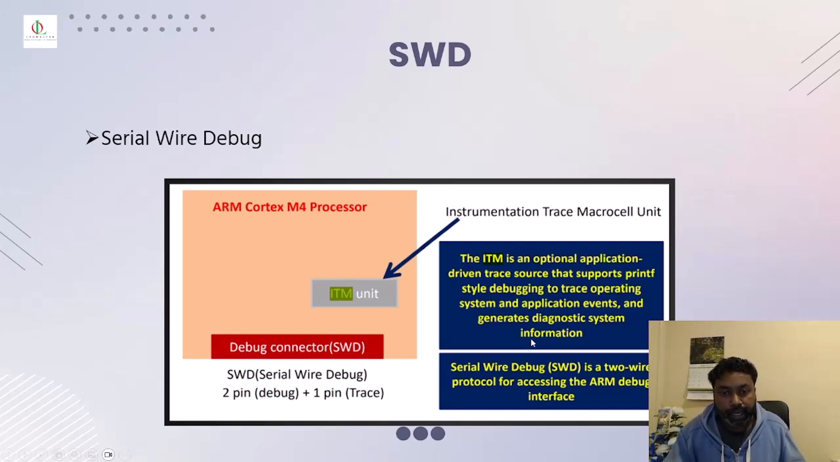And it happens on the ITM unit. The ITM is an optional application-driven trace unit. It supports printf-style debugging, when you want to see the printf output in the console window. This is where it comes in handy, and this sits inside your processor. So serial wire debug, SWD, is a 2-wire protocol for accessing the ARM debug interface. In case you have bugs or anything, you also use serial wire debug, and it will help you to debug.